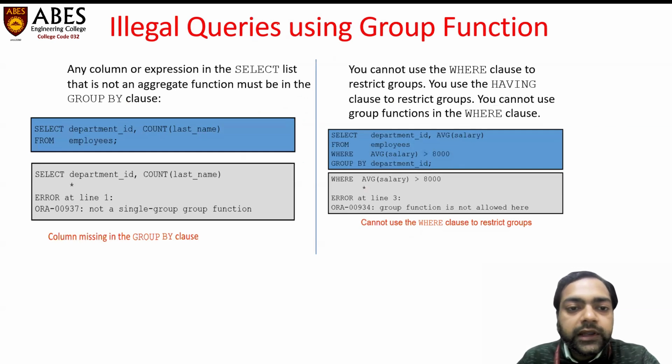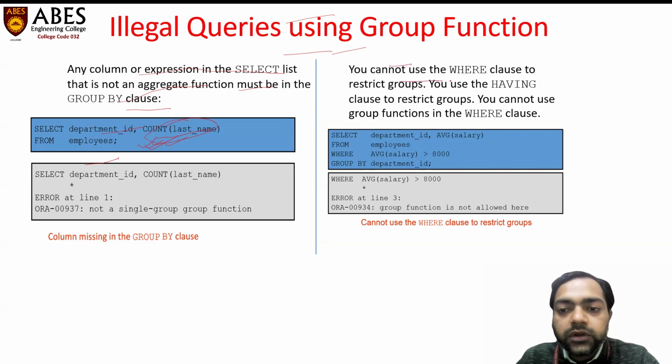Now, what will be the illegal queries using the group by clause? We need to understand. Any column or expression in the select list that is not an aggregate function must be in the group by clause. As we have already understood, here we have select department ID and count last name from employee. So can it work? No, it will not work, because any column or expression in the select list that is not an aggregate function must be in the group by clause. Have we used the group by clause here? No. So this count function will not work, right?